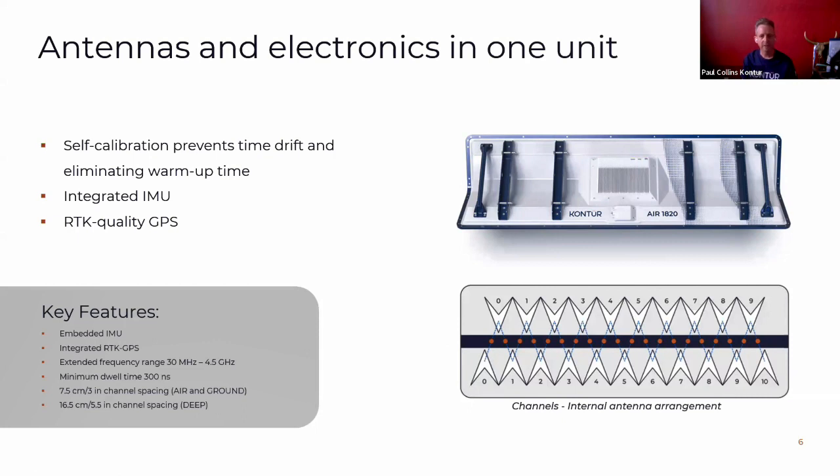The deep antenna, as I mentioned earlier, is bigger. So the channel spacing is twice as large. It's 16.5 centimeters or 5.5 inches, so almost twice as far in terms of separation of channels. But it allows you to get much deeper. It also has a frequency bandwidth up to 1500 megahertz, so 1.5 gig. And the signal to noise ratio is focused upon for that type of deeper prospection.